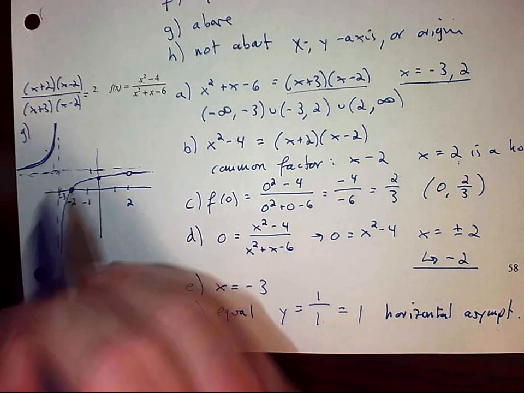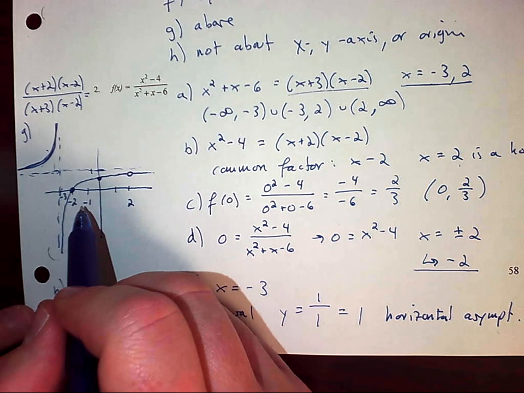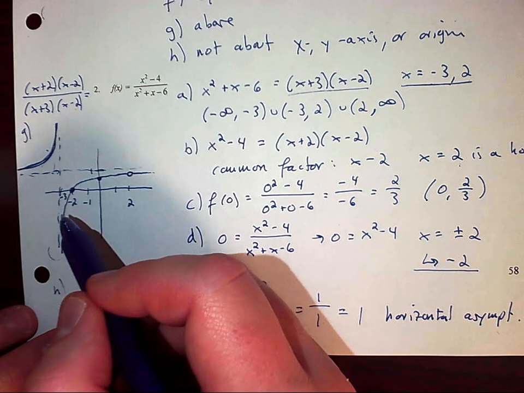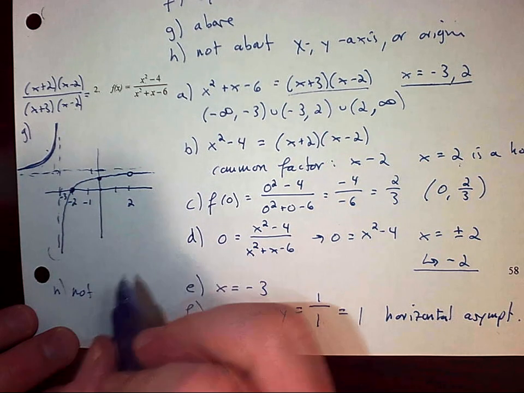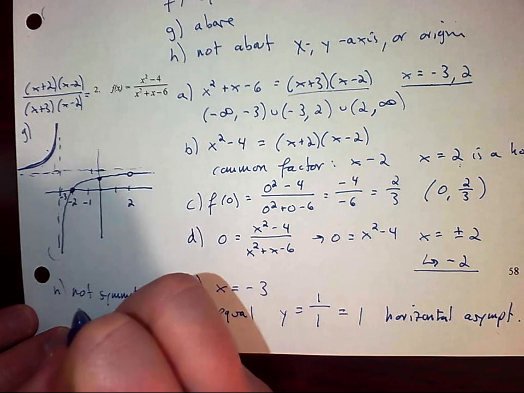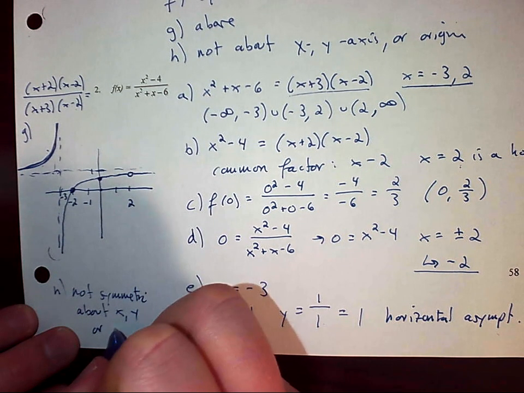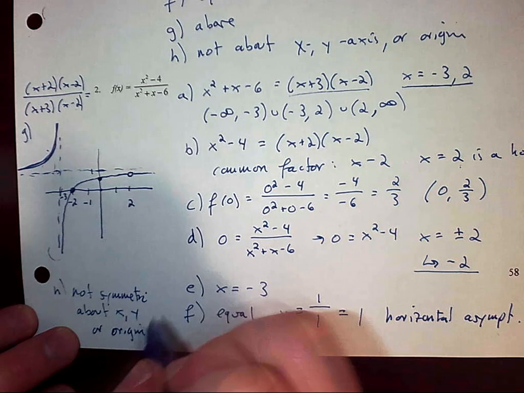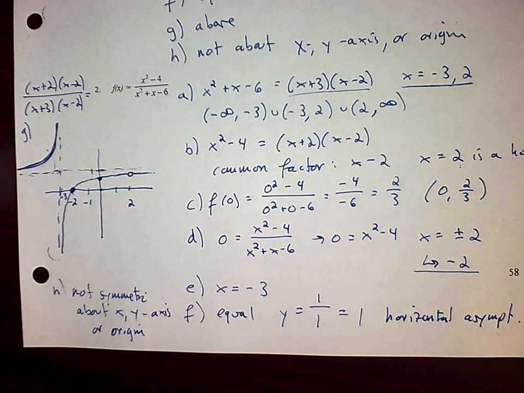Then if we look at this, it's definitely not symmetric about the y-axis, right? You can't spin this thing around the y-axis and get the exact same figure. You can't spin it around the x-axis and get the same figure. And you can't spin it around the origin. So again, we're going to say that it's not symmetric about the x-axis, the y-axis, or the origin. All right, that's example number 2. Let's move on to example number 3.